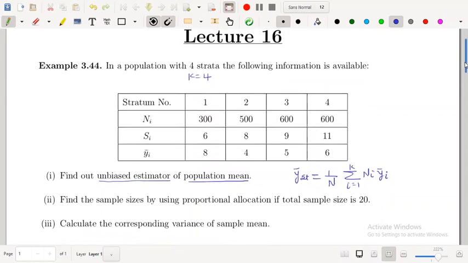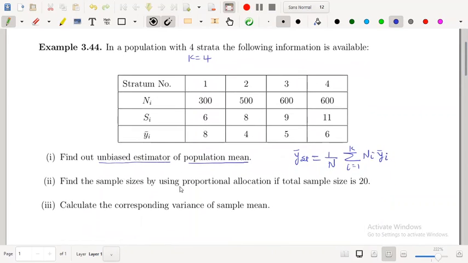Second thing is, find the sample sizes by using proportional allocation if total sample size is 20. This 20 is the total sample size. Total sample size means n is 20. When n is 20, we want to find sample sizes using proportional allocation. Sample sizes means actually we want to find n1, n2, n3 and n4 under proportional allocation.